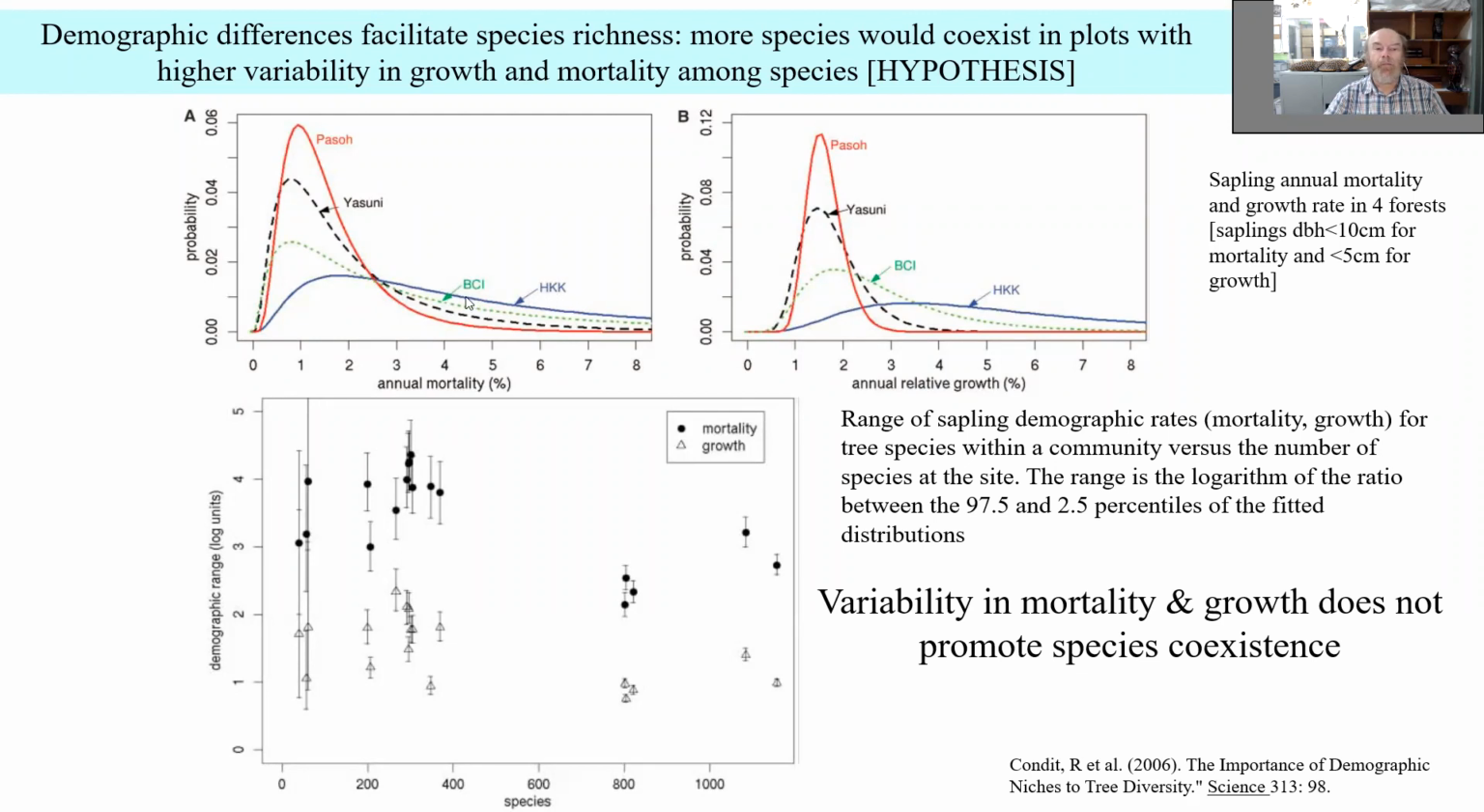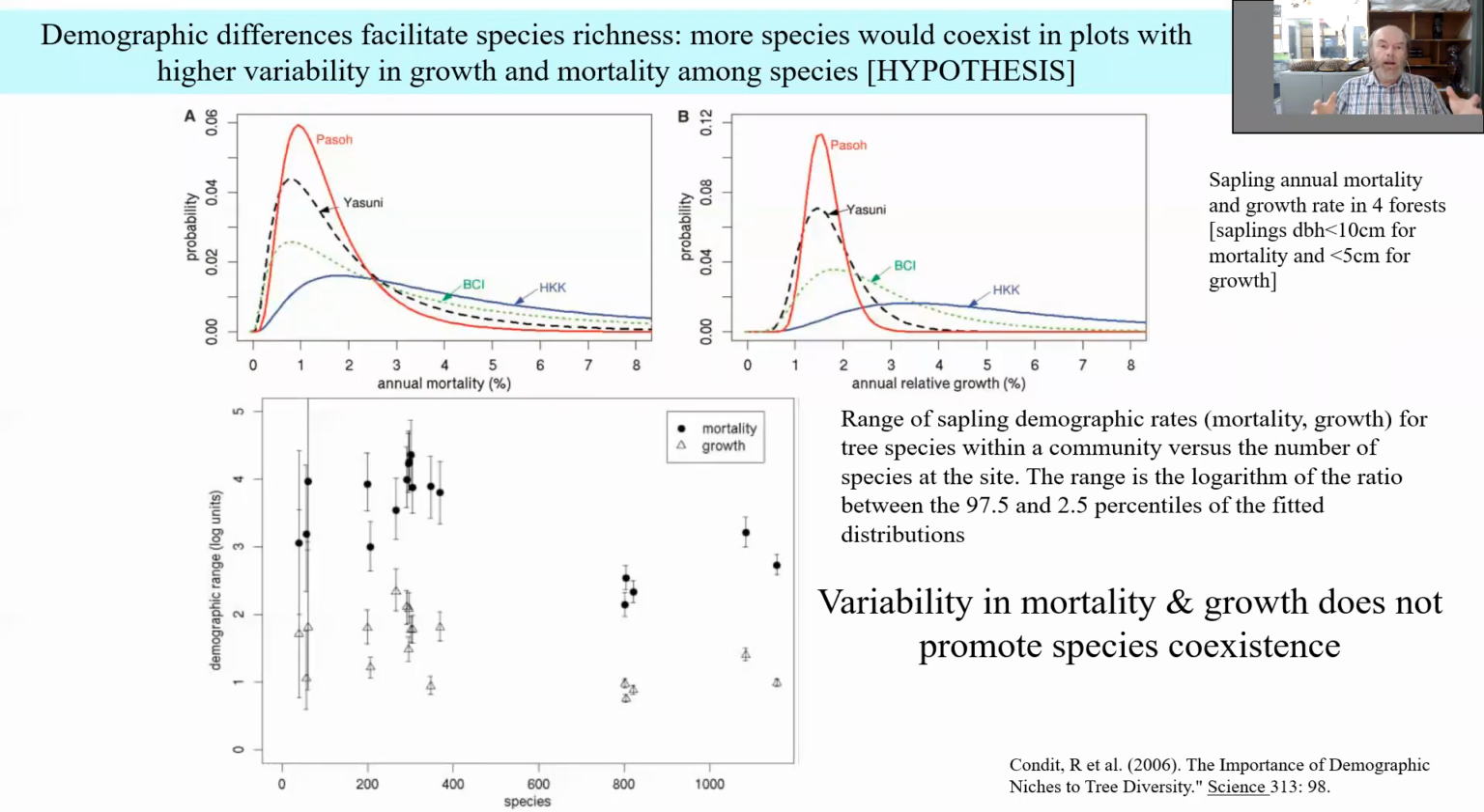And so you can look at the mean mortality between these forests. That's what the previous analysis did. But you can also look at the variance, and you can see big differences. You can see Hong Kong is much more variable, and to some extent Barro Colorado as well, than Yasuni or Paso.